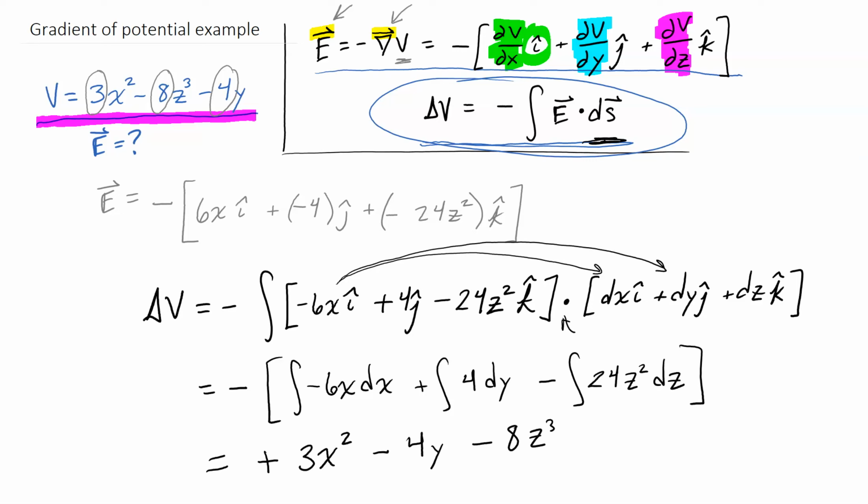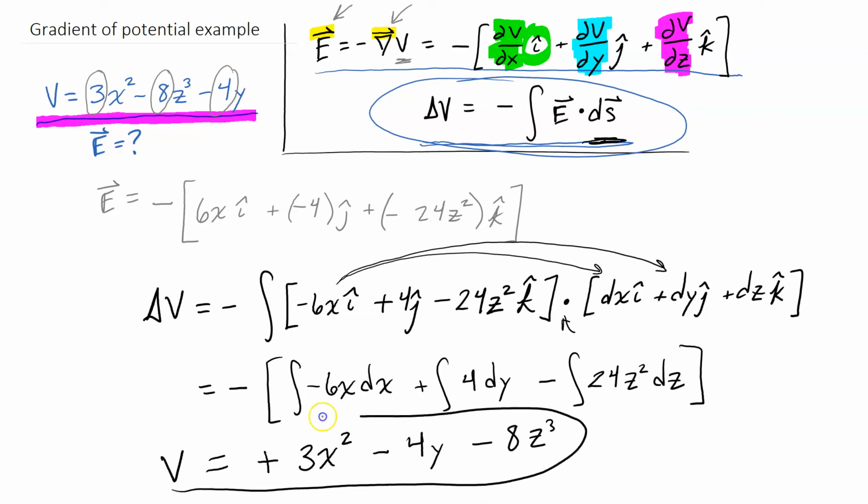Okay, here's the result of those integrals. V is equal to this function, and V is equal to, turns out, the same thing that we started out with. So that's an example showing you that you can take the gradient of V to find the electric field and you get a vector, and you can go backwards and take the integral of E with this dot product there and find the potential.